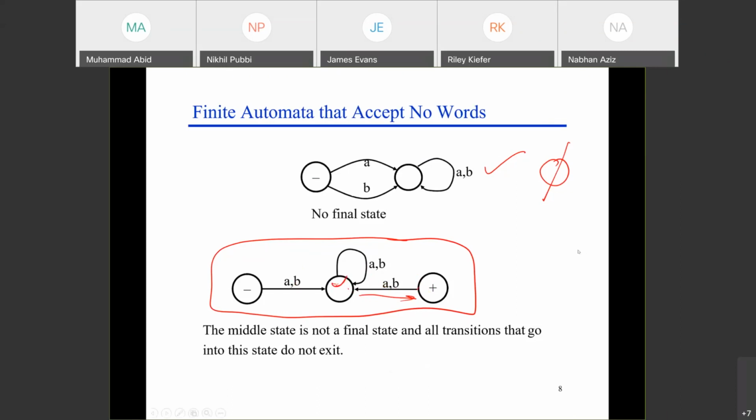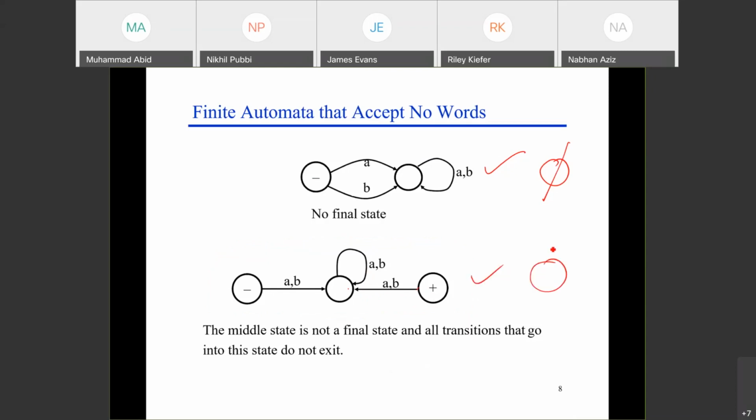So this is also a valid FA, but there is no way you can reach the final state. So what language does this machine accept? The empty language. To represent the empty language, it is not necessary that the machine have no final state. If you have a final state, but there is no way to reach that final state or final states, that machine will still represent the empty language.